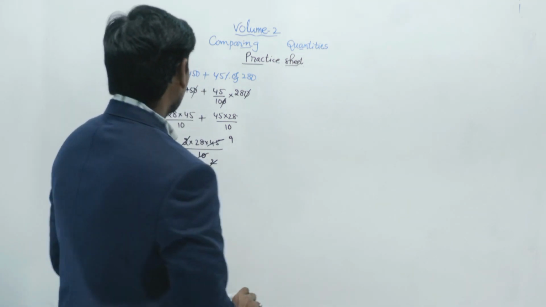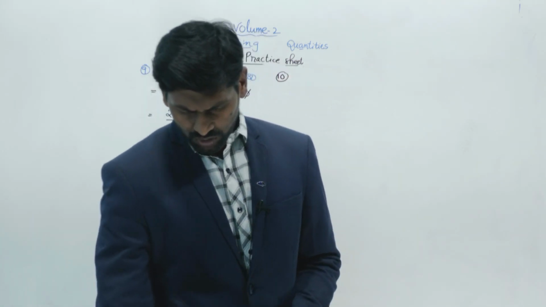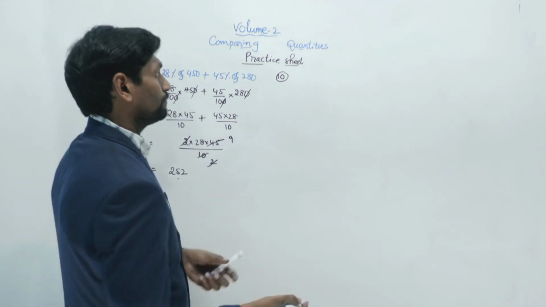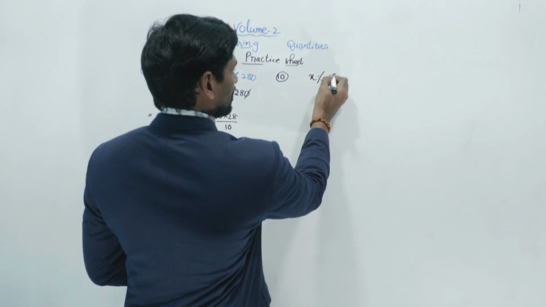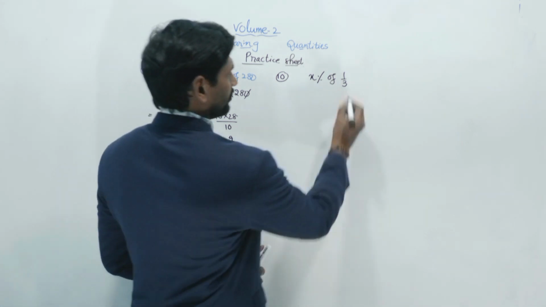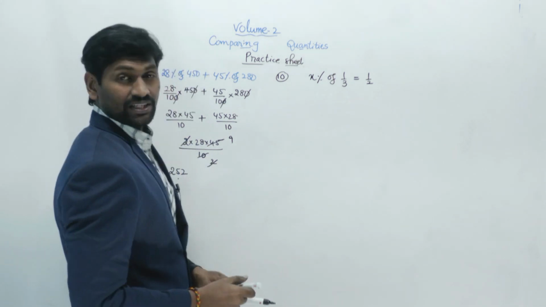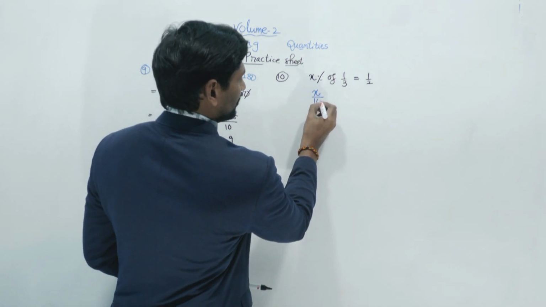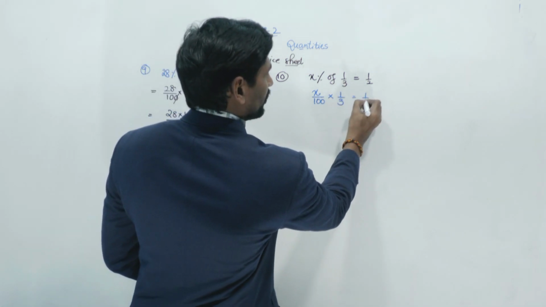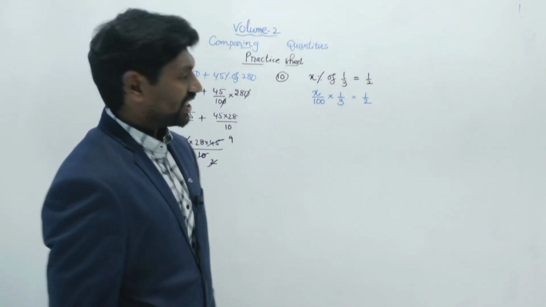Problem number 10. The 10th problem is: what percentage of 1 by 3 is 1 by 2? I don't know that percentage, so let me take x percentage of 1 by 3. Is means equal to. So x percentage means x by 100. Only the x value we should find. 1 by 3 into x by 100 equals 1 by 2. Remaining all we transpose to the RHS, and we will get the x value.